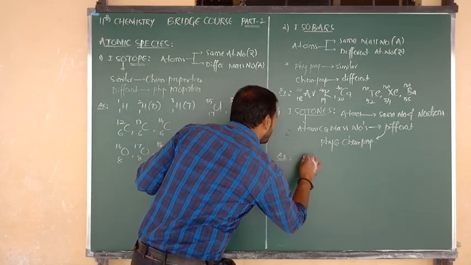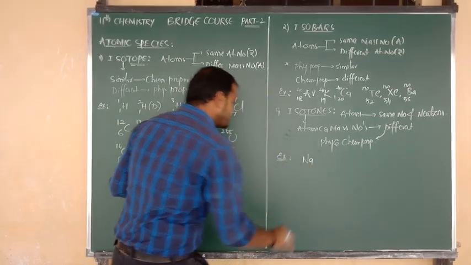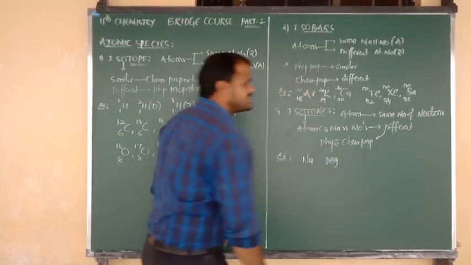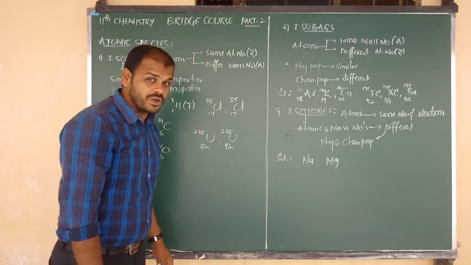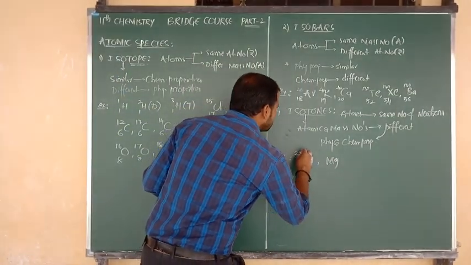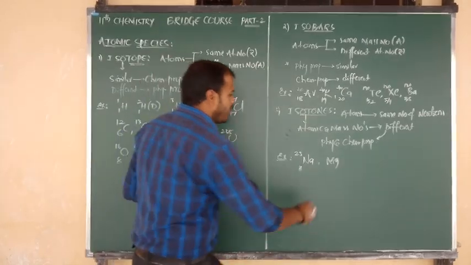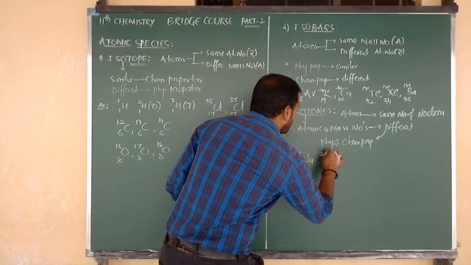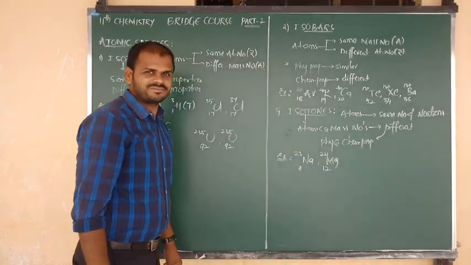First, suppose example 1 is sodium. What is the symbol of sodium? Na. And another example I am going to read is the metal magnesium. So one is sodium, one more is magnesium. Sodium atomic number is 11, mass number is 23 grams or 23 units. Magnesium is 12, its mass number is 24 units.